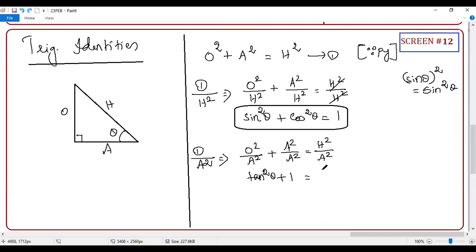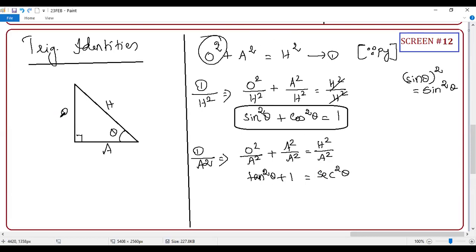Hypotenuse by adjacent is what? Sec square theta. Excellent. Sec square theta. Guys, this is one of the other identities: tan square theta plus 1, or 1 plus tan square theta, equal to sec square theta. Guys, this comes from the Pythagoras theorem. If you make this one 1, you get this identity. If you make that one 1, you get that identity.